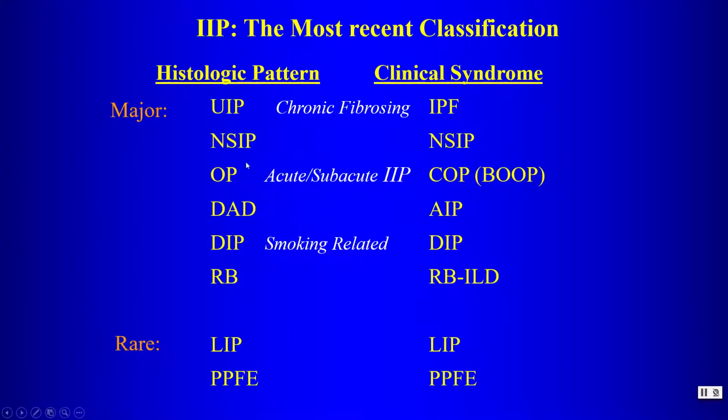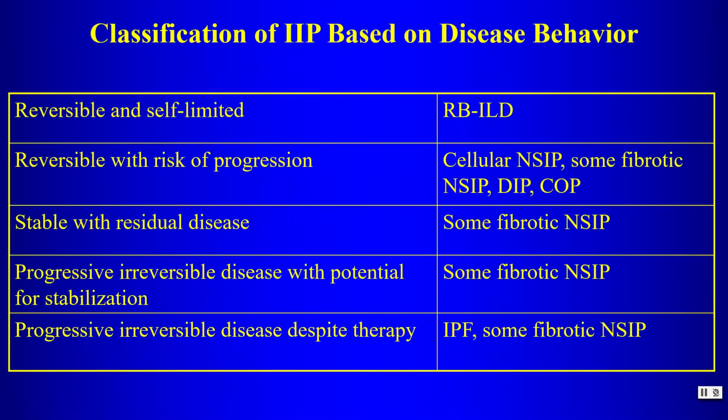The histologic pattern of organizing pneumonia is associated with cryptogenic organizing pneumonia as the diagnosis for the patient. The histologic pattern of diffuse alveolar damage is associated with AIP as the clinical syndrome. DIP and DIP are the same. Respiratory bronchiolitis, that histologic pattern, if the patient is symptomatic, the diagnosis we give is respiratory bronchiolitis associated interstitial lung disease. And then for LIP and PPFE, both the histologic pattern and the clinical syndrome have the same nomenclature.